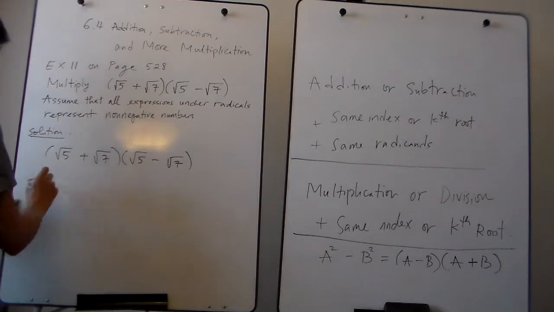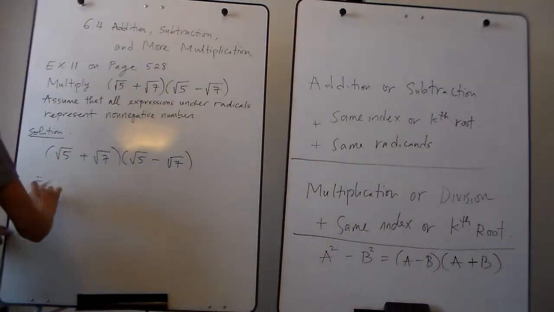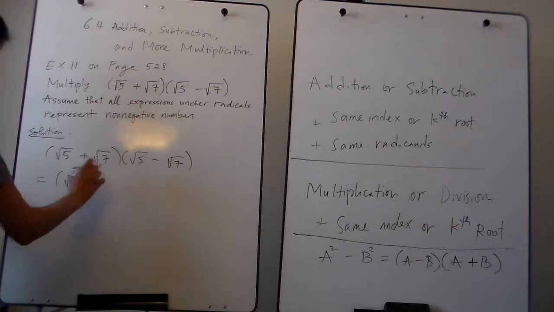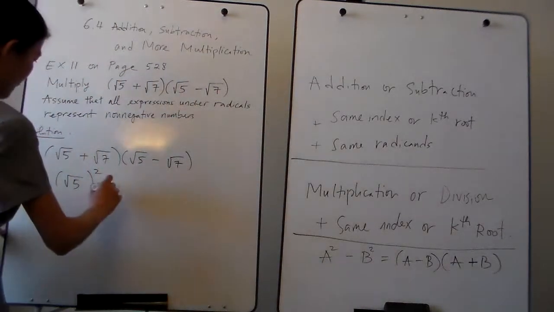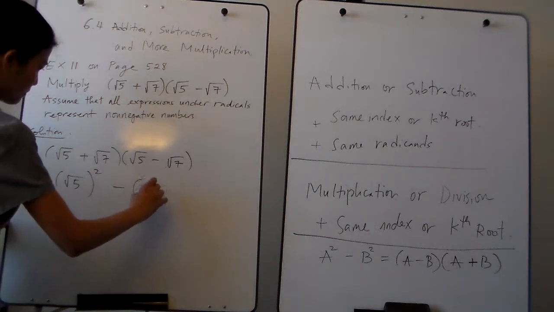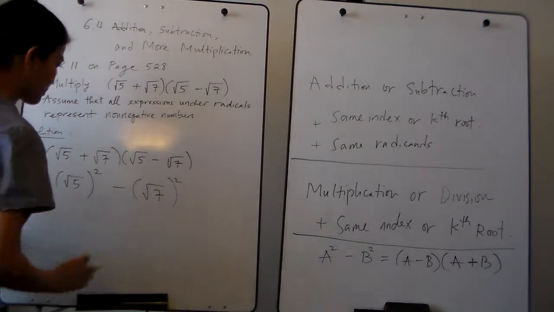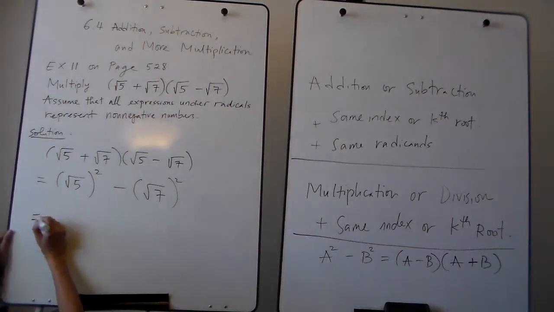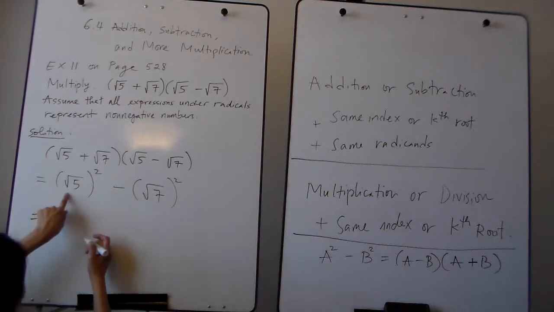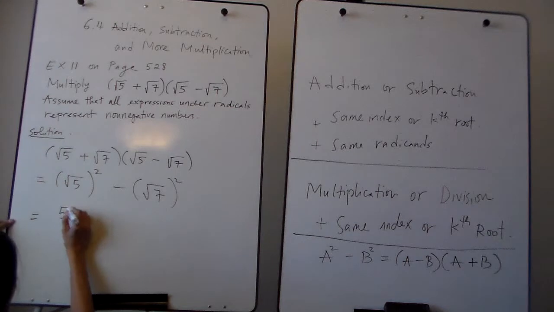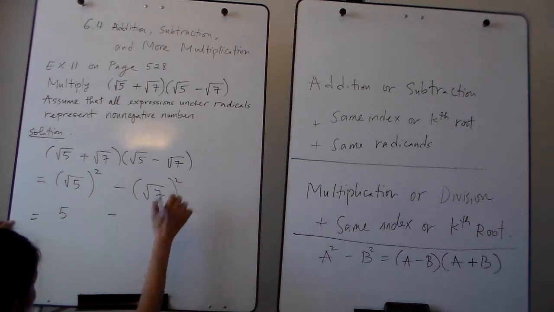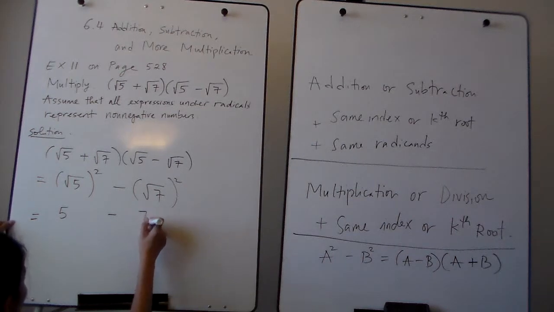So I will have a squared. A is square root of 5, so square root of 5 is a, just square it, minus b squared. B is square root of 7, square it. Now, when you square square root of 5, it's equal to 5. And again, when you take square root of 7 and square it, you get 7.